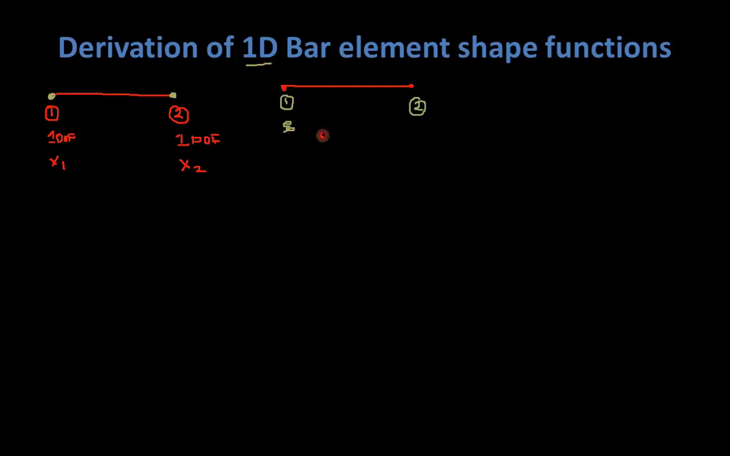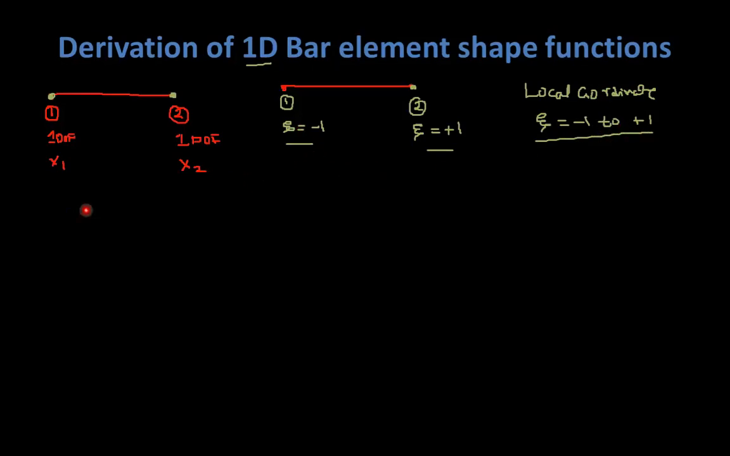At nodal number 1 the zeta value would be equal to -1, and at nodal number 2 the zeta value would be equal to +1. Why are we specifying -1 to +1? Because in a local coordinate system, the zeta always varies from -1 to +1. This is a very useful point to derive the shape function easily.